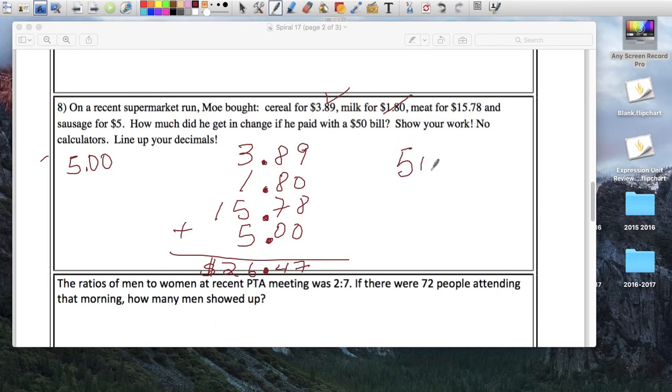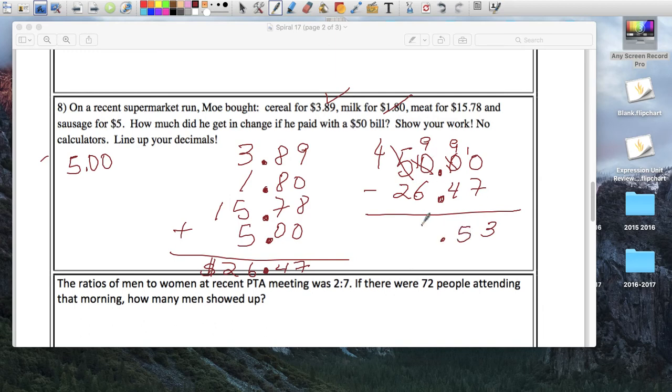So here's my $50 bill. I'm going to add a decimal and 2 zeros, because my total here has 2 decimal places. So again, add a decimal, $26.47. Now you can subtract. We're going to need to borrow all the way out here. 10 minus 7 is 3, 9 minus 4 is 5, 9 minus 6 is 3, and 4 minus 2. So this is how much change you get.